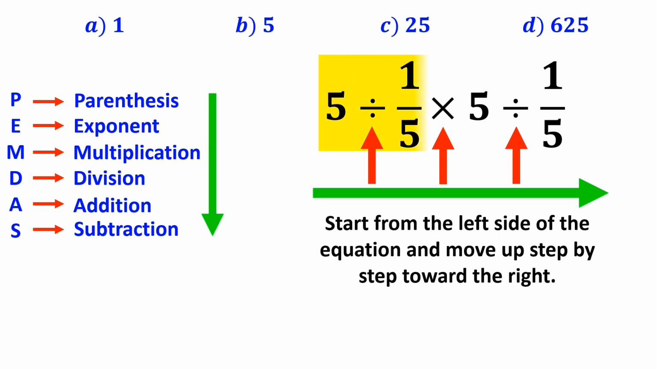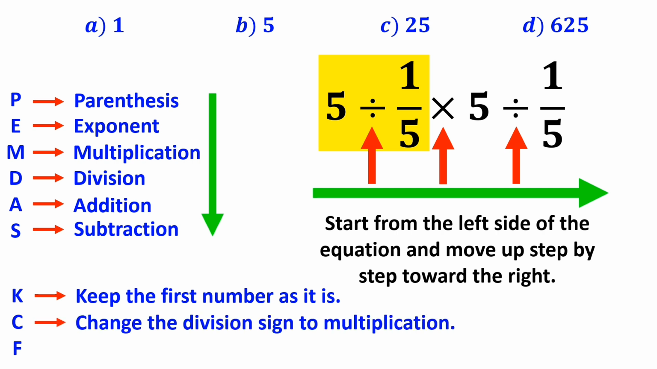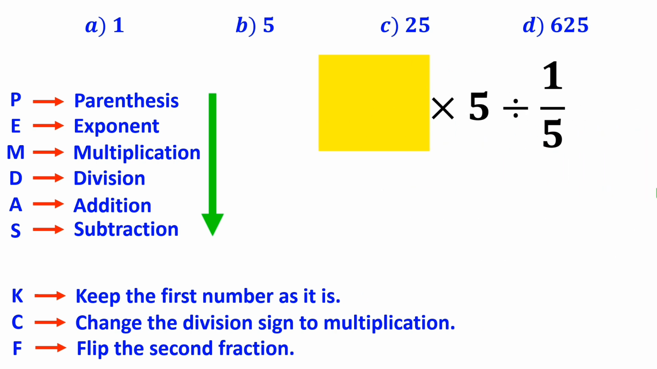So, we start with the expression 5 divided by 1 over 5, which I have highlighted in yellow. Alright, if you ever see a division sign between 2 expressions, it's best to follow the KCF rule. In this rule, K stands for keep the first number as it is, C stands for change the division sign to multiplication, and F stands for flip the second fraction. So, we remove the part that I've highlighted in yellow and replace it with 5 times 5.